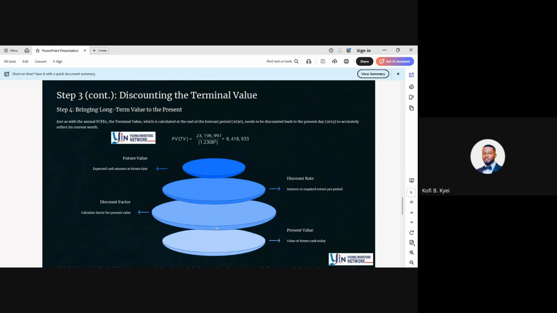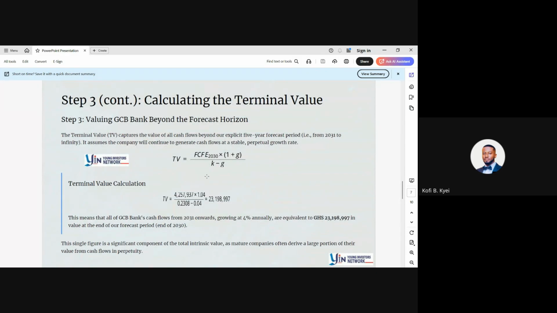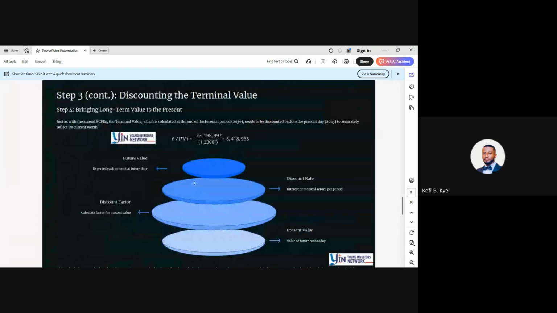You discount it again to present value. After you've done this forecasting again into perpetuity, you bring it back to present value. Okay, so just as with the FCFEs, this figure, 23,198,197, you bring it back to present value using the cost of equity figure. Okay, as you can see, when you do that, it comes to 8,418,933.